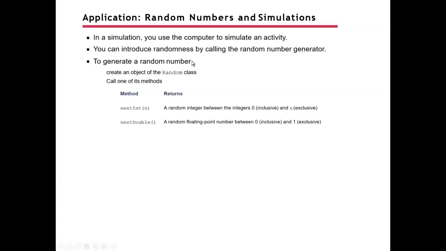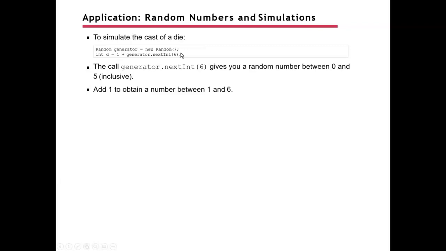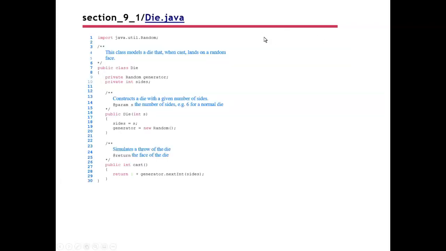So in a simulation, you use a computer to simulate an activity. You do this oftentimes with randomness by calling the random number generator. Generate a random number, create an object of the random class. And you can basically say, give me the next random integer or the next random double. So for example, if we want a die, we create a random generator and say, give me the next integer from 0 to 5, and then we add 1 because we only care about 1 to 6. And here's a little bit more code to show how you can model a die.